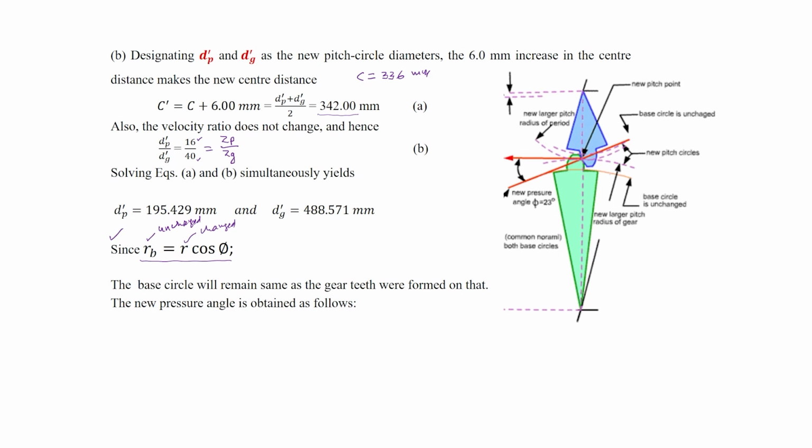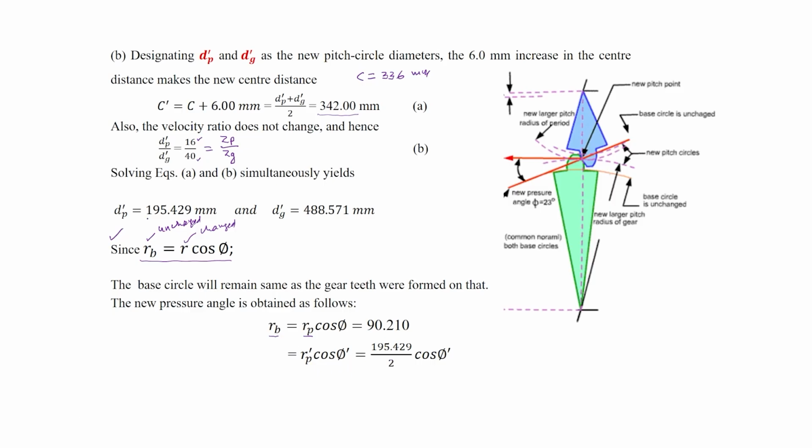The new pressure angle is obtained as follows. RB, the base circle radius, is equal to the pitch circle radius multiplied by cos phi, which is equal to 90.210 for the case of the earlier one, and that should equal the new pitch circle radius multiplied by cos of the new pressure angle, and that is 195.429 divided by 2, which is Rp dash.